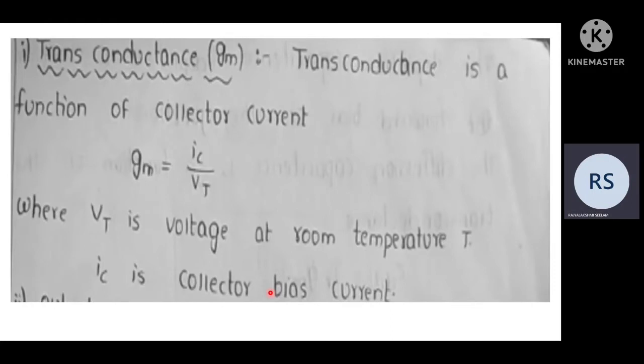Next, transconductance. GM represents the transconductance. Transconductance is a function of collector current, so GM equals IC by VT, where VT is the thermal voltage at room temperature T, and IC is the collector bias current.